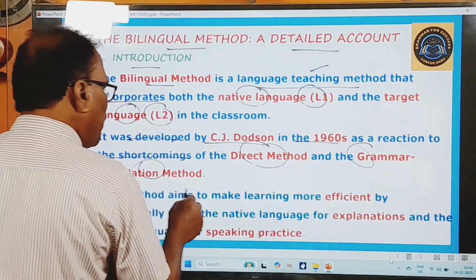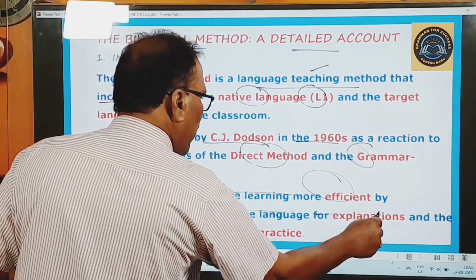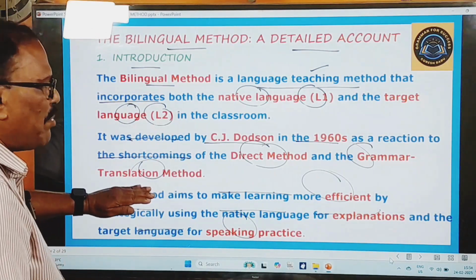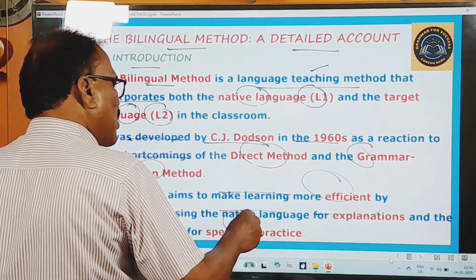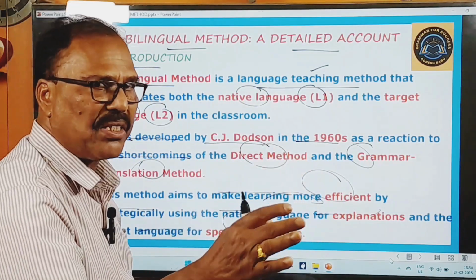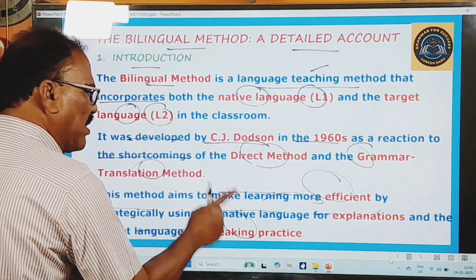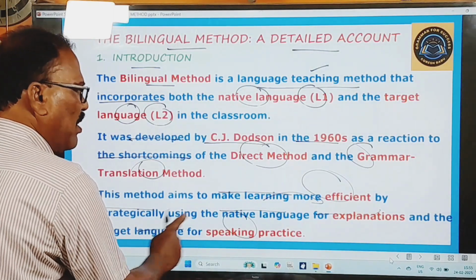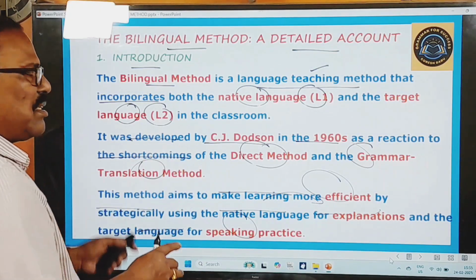What is that? This method aims to make learning more efficient by strategically using the native language for explanations and the target language for speaking practice. So in this method, the teachers will make learning more efficient by making use of the native language for explanation of some grammar points, for vocabulary, for sentences and all that, and at the same time the target language is used for speaking practice. For the development of spoken English skills, they make use of the target language. For explanations, they make use of the native language. So this is the point you have to learn in this bilingual method.